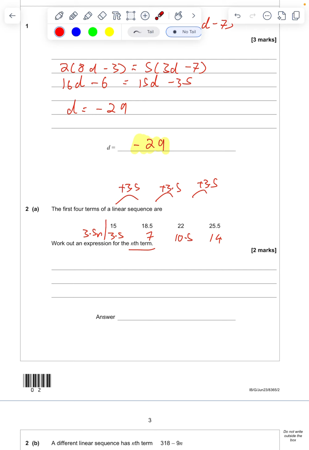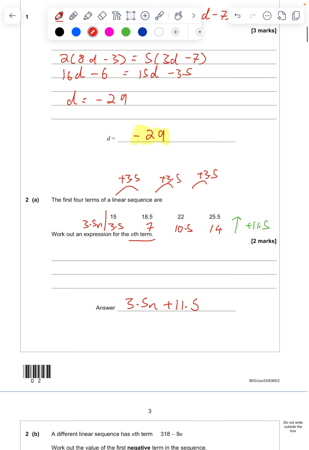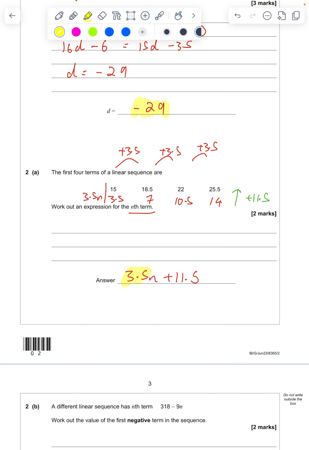Now the issue is, 3.5n produces this sequence. You want the one above, which is actually going to be, 3.5 to 15 is an 11.5 increase, isn't it? So the nth term is going to be 3.5n plus 11.5. Part A, that should be good. We'll check it in a second.